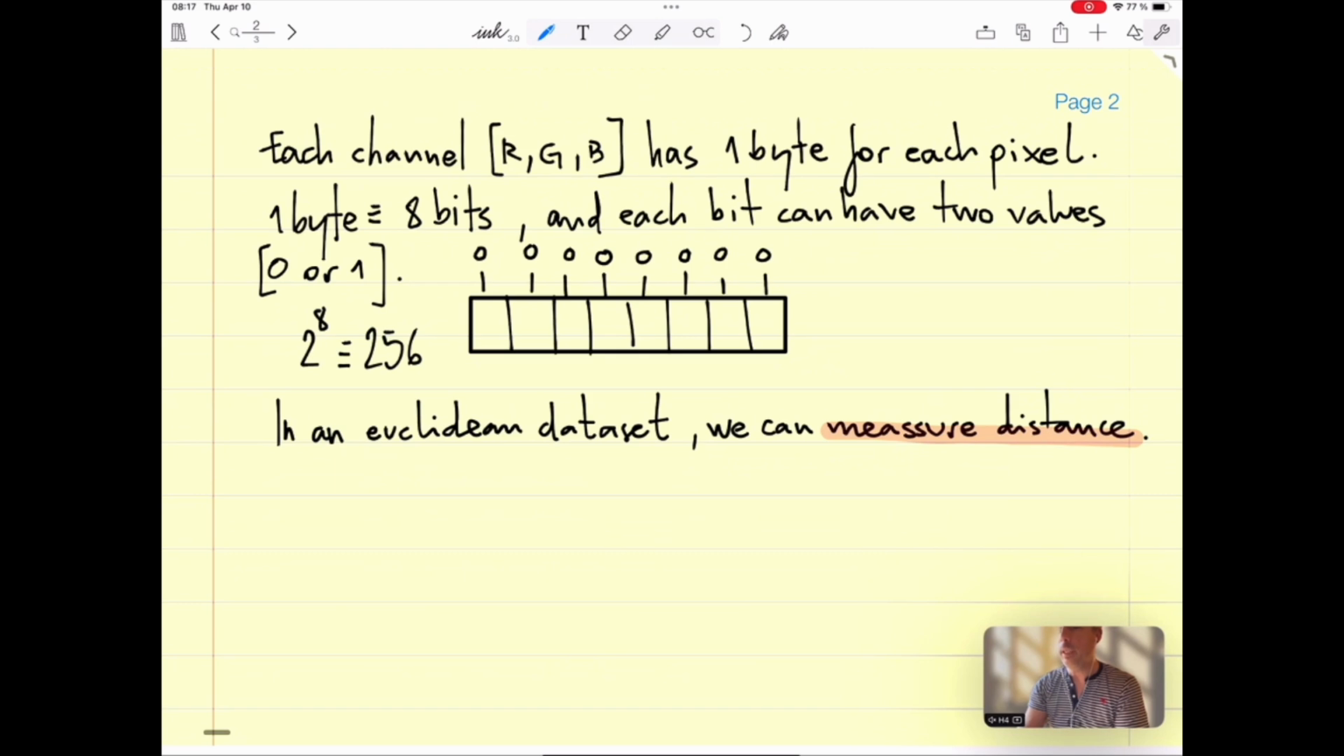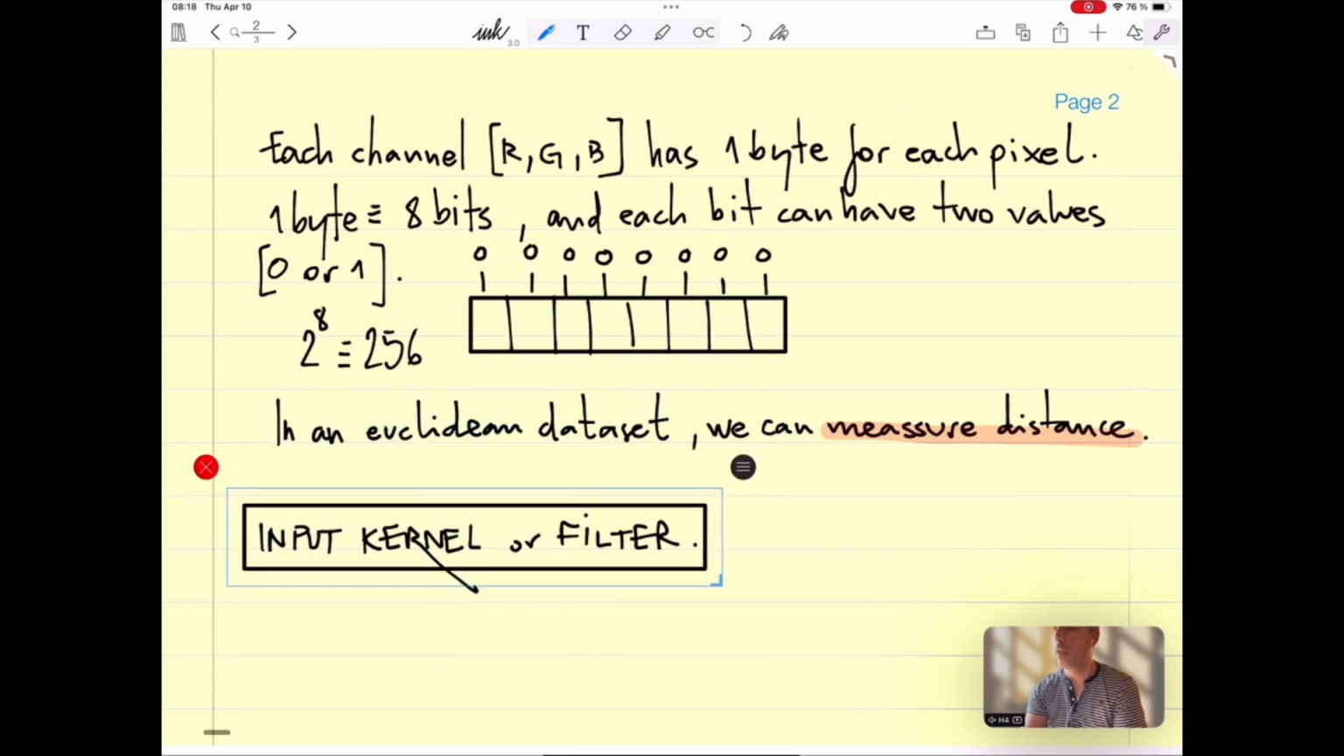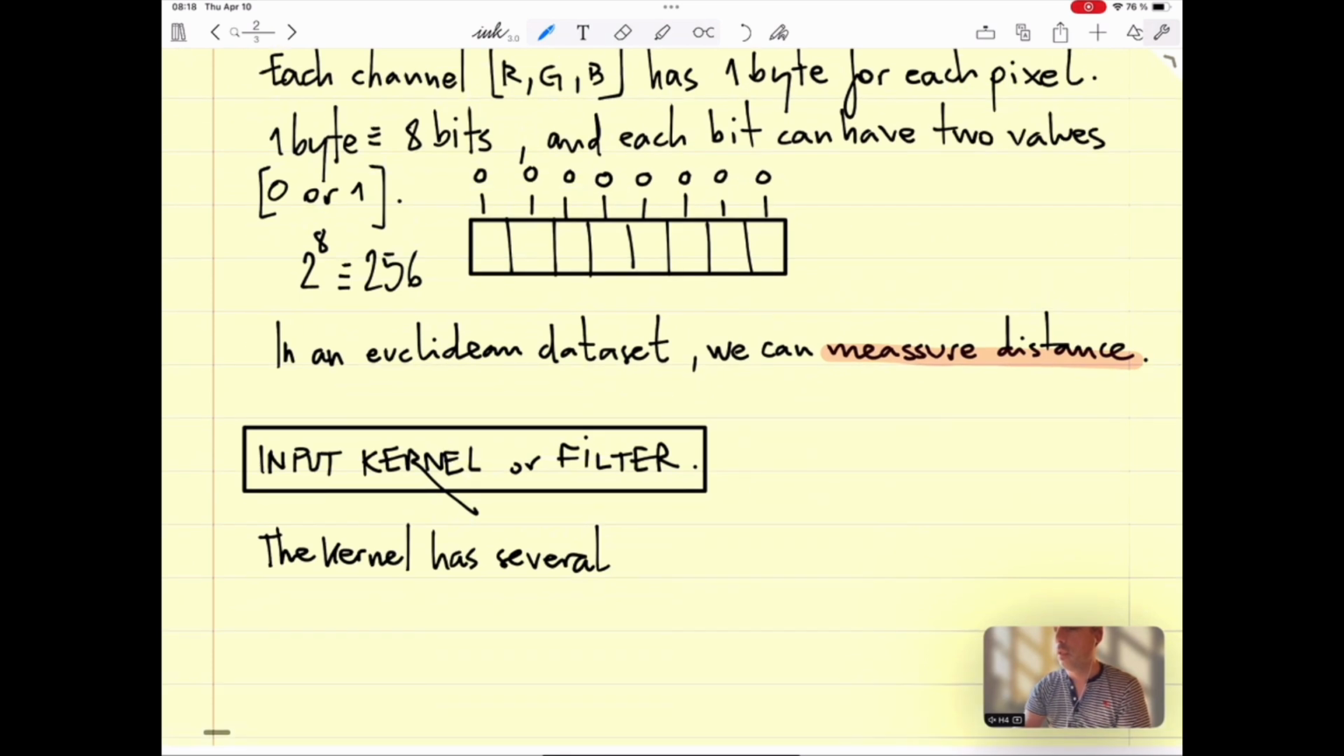So let's focus on the kernel. Input, kernel, or filter. Okay, let's focus on that. So that's the key. The kernel has several properties.